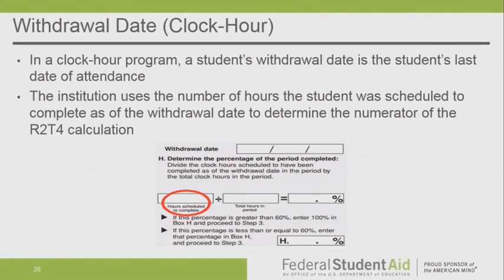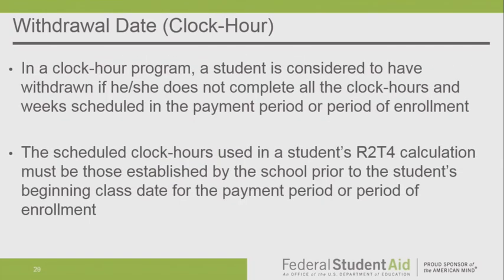All right, so now I'm going to move on to withdrawal date. So we talked about the denominator of the calculation, the total days or hours in the period, depending on what kind of program you have. Now we're going to talk about the numerator, how to determine the hours, the amount that in the case of a clock hour program the student was scheduled to complete as of the withdrawal date. So as I said, the institution uses the number of hours the student was scheduled to complete in order to get to that numerator.